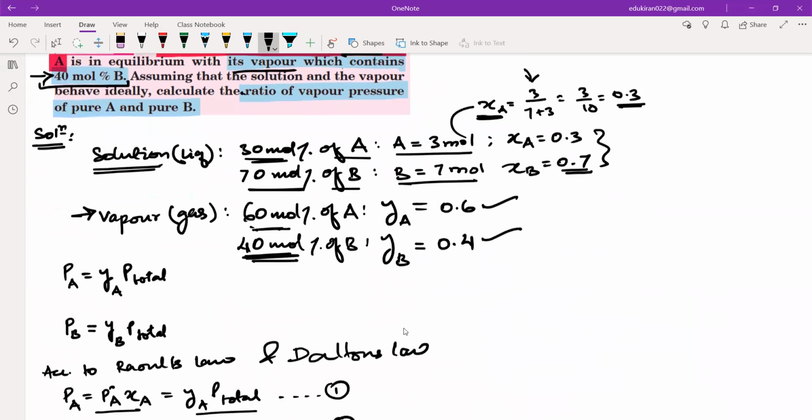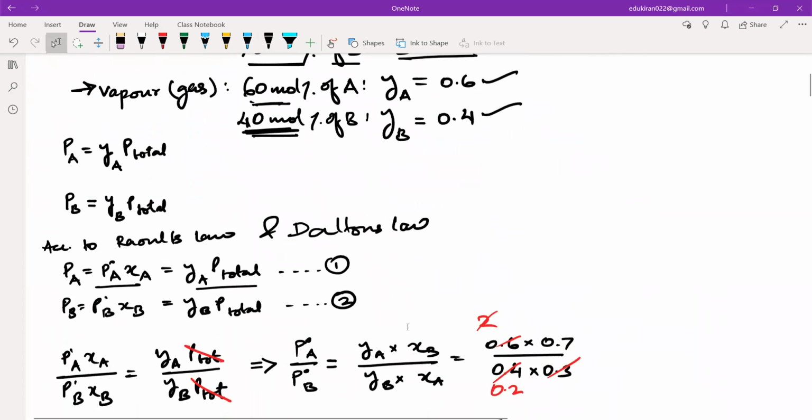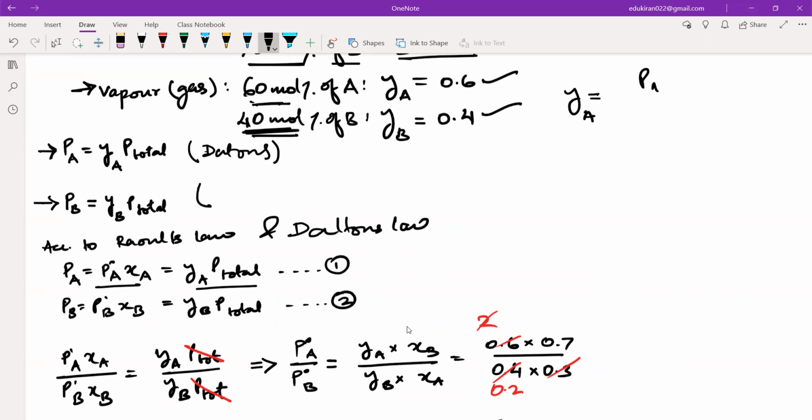Now, moving on, we have PA, which according to Dalton's law is equal to the mole fraction into P total. And again PB is equal to mole fraction into P total, which is again Dalton's law. States of matter, 11th class, right? You can also see why it is that. So YA will be equal to what? PA upon P total. PA is n RT upon V, since PV is equal to nRT, and P total will be equal to N total RT upon V, correct?